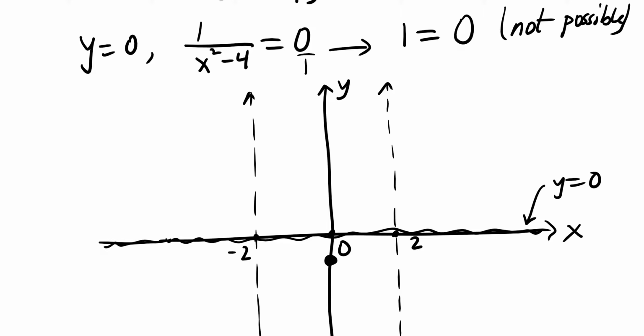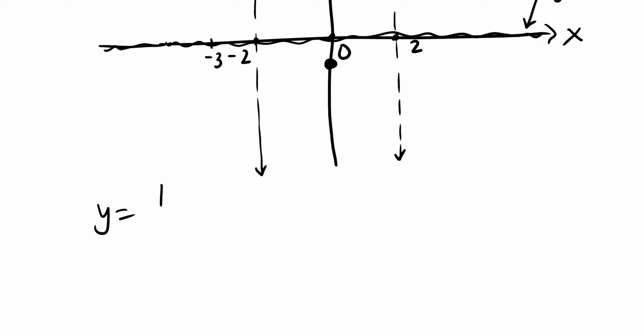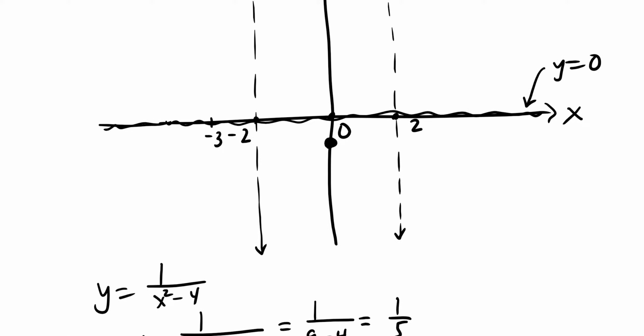So on the left of x equals -2, we try to find some points here. Maybe I want to pick -3. When we pick -3, let me rewrite the function. When x is -3, let's see what happens to the function. 1 over -3 squared minus 4. 9 minus 4. 1/5. So that would be somewhere here.